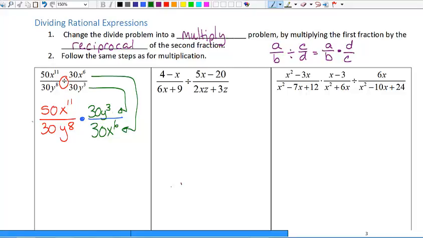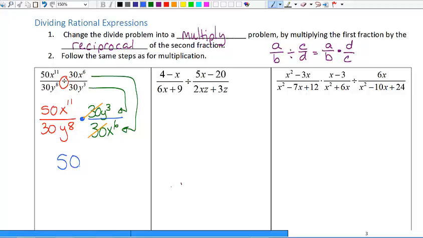If there's any factoring to be done, I would do that first, but there isn't. So I am just going to see if there's anything that divides out nicely. I can see that this 30 and this 30 divide out nicely. And on this problem, sometimes students have a hard time seeing all of the terms. If you want to, and this is an option, you could multiply the tops together first.